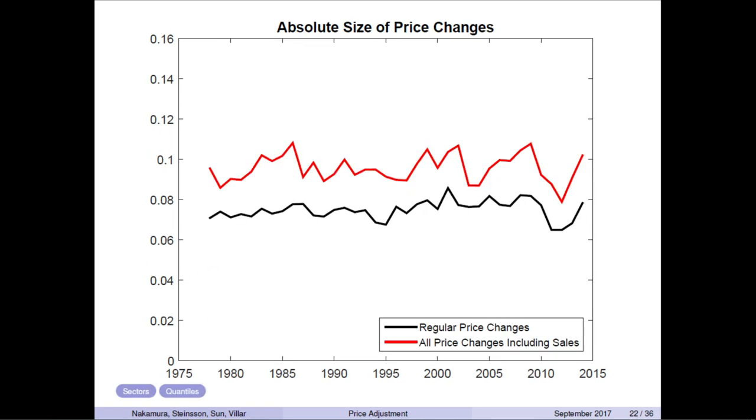So what do we get in the data? This is a picture of the absolute size of price changes. That's on the y-axis over time, going back to the beginning of our data set in 1978. The black line is regular price changes, and the red line is price changes including sales. What the statistic is showing is that if you look at, for example, regular price changes, but the message is the same including sales, the absolute size of price changes has been right around 8%, going back all the way to the late 1970s.